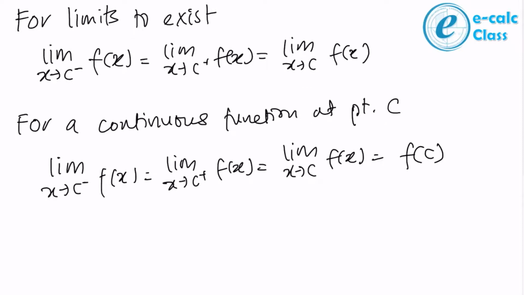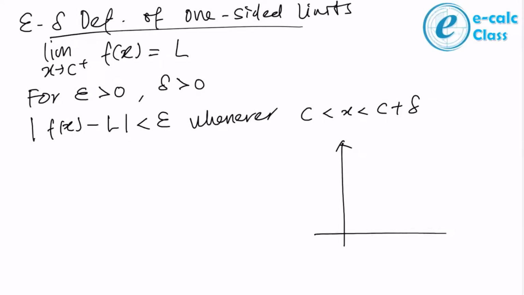It means if you have this one like this, x, y, your c is here. This is from the right, your c plus delta is here. From here to here is delta, a very, very small positive number. And your x is somewhere here, which means your x approaches c from the right, isn't it?